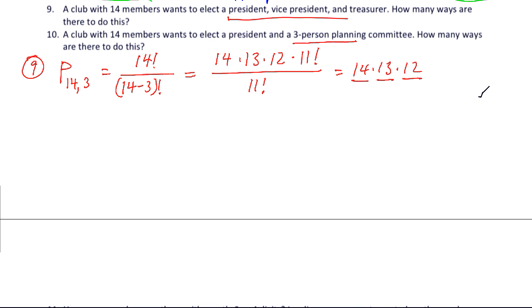executive committee, president, vice president, and treasurer in 3 steps: 14 choices for the first step, and now that the president has been chosen, we only have 13 people who could be the vice president, and then only 12 people who could be the treasurer. And if you multiply this all out, it equals 14 times 13 times 12, 2,184. Okay.